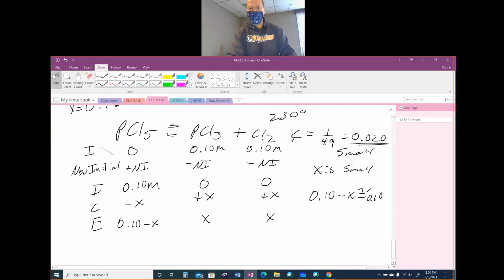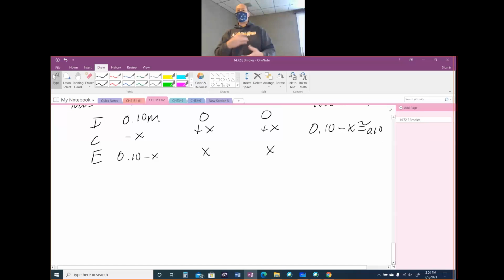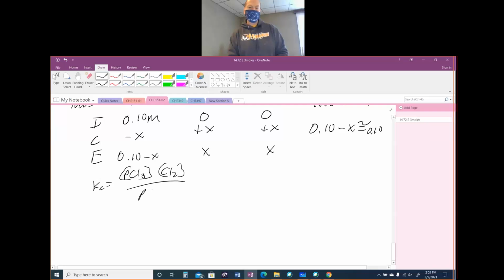Now, you can't just say that and do it once and you're done. Successive approximations, you have to plug in those numbers until you get the same number twice. And so your Kc expression, PCl3 concentration, Cl2 concentration over PCl5 concentration. You put in your numbers, you got your x, you got your x, you got your 0.1 minus x, and you got your 0.020. All right, and so we're going to do successive approximations.